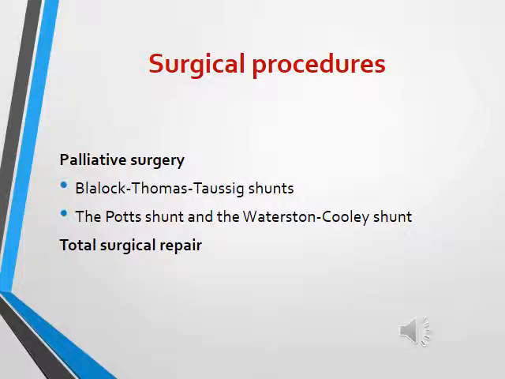Surgical procedures: palliative surgery, just closing the shunt. The procedure is called Blalock-Thomas dissections. And the total surgical repair of the 4 defects.